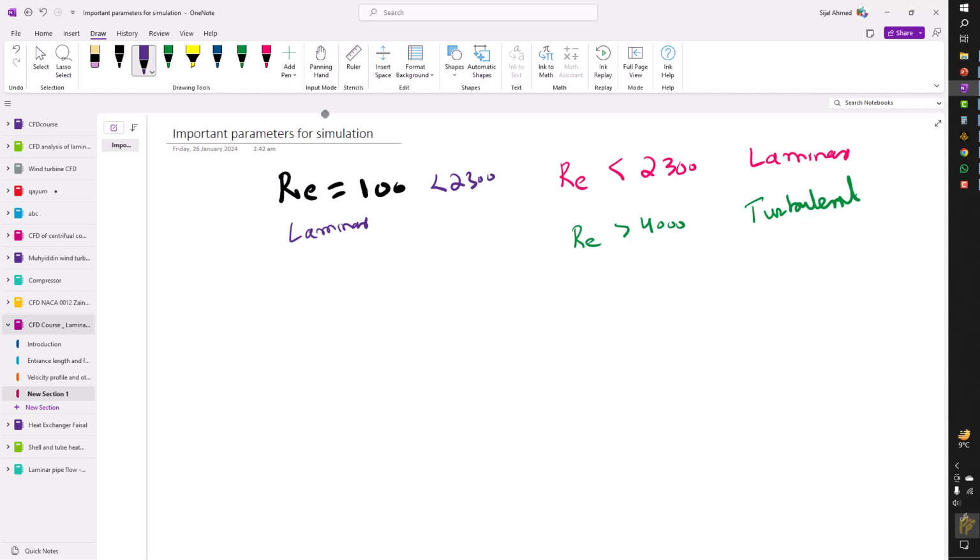Okay, so we also know that the formula for Reynolds number is equal to rho v, that is the average velocity, and for the pipe this will be diameter. Otherwise, this can be the length, or this can be the chord length even for aerofoils, and divided by mu.